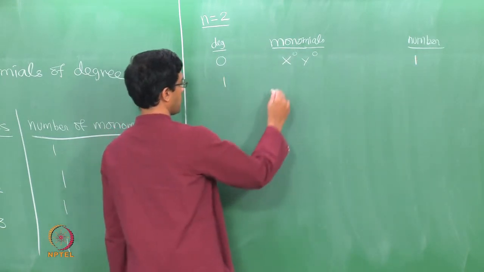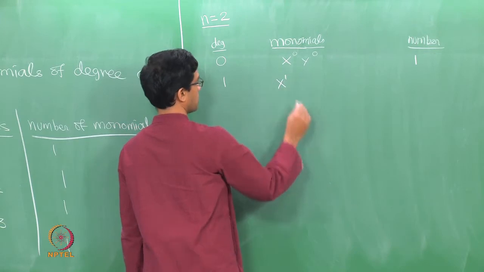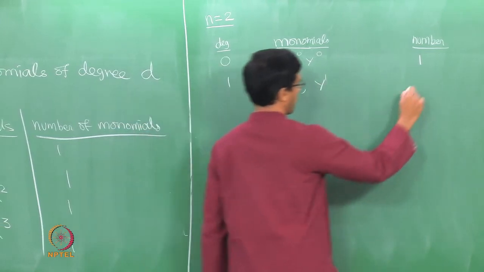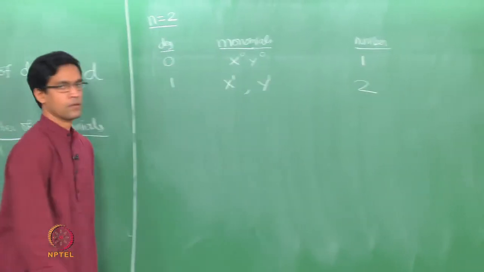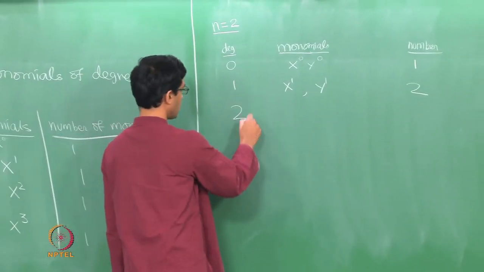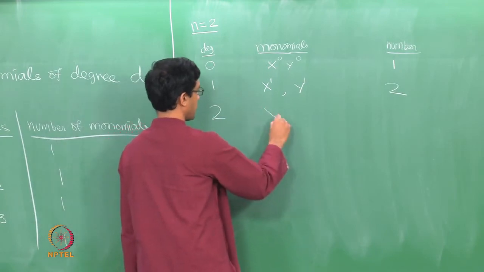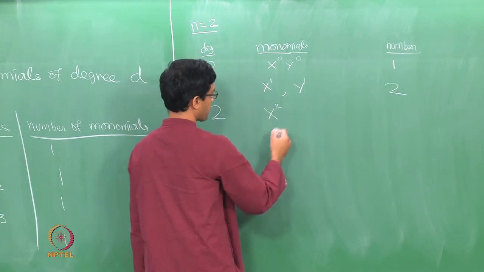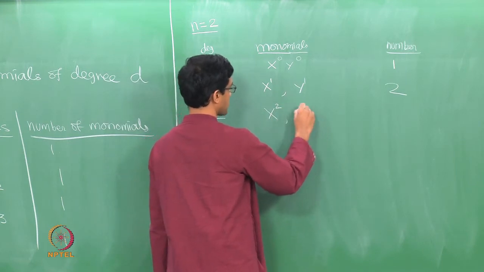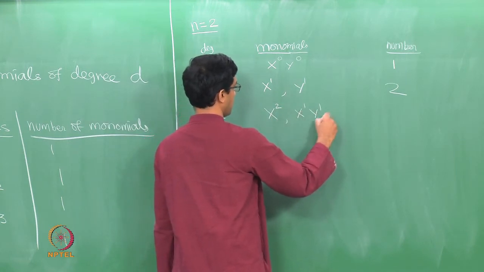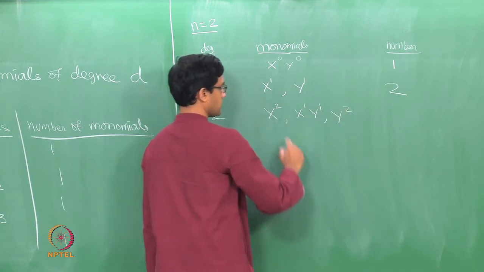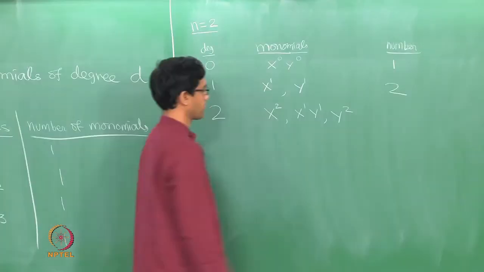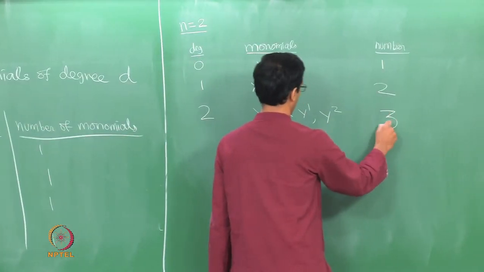Degree 1, I can either have x to the power 1 or y to the power 1. So there are two possibilities. If I want degree 2, I can take x squared, where the total degree comes only from x, or I can take x to the power 1, y to the power 1, or I can take y squared. So there are three possible monomials, each of which has degree exactly 2. So this is now 3.